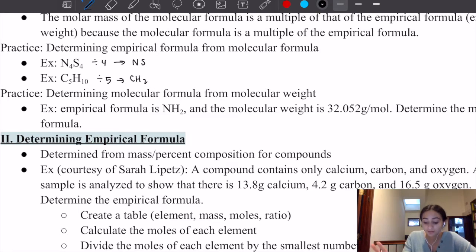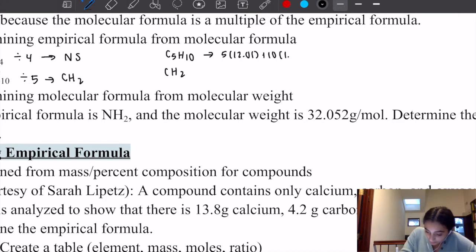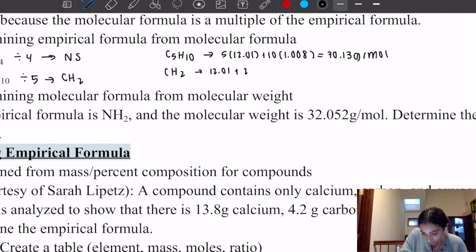Now I can show you how the molar mass of the molecular formula would be a multiple of the molar mass of the empirical formula. We can take C5H10 and CH2 as an example. For C5H10, we have 5 times 12.01 plus 10 times 1.008, and then we have 70.13 grams per mole. Now, if we do the same thing with CH2, we have 12.01, because there's only one carbon, plus 2 times 1.008, we get 14.026.